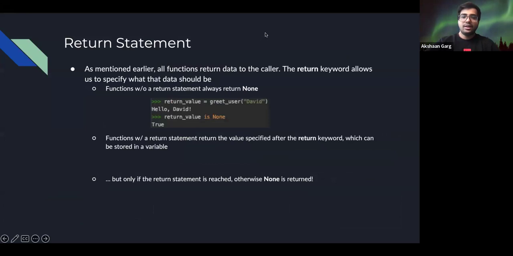Then we have the return statement. As mentioned earlier, all functions return data to the caller. Right now, all our function was doing was a print statement, providing output to the user in the form of a print statement, right? But what we can also do is return a value to a variable within the code using a function, right? So let's have a look at this.